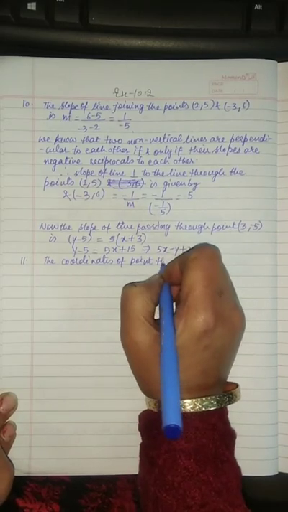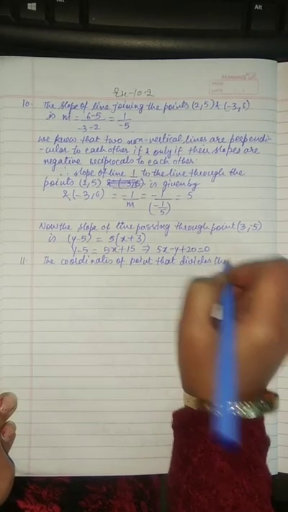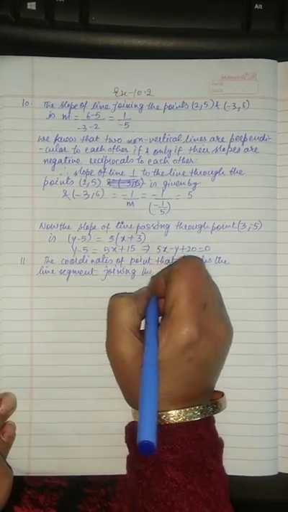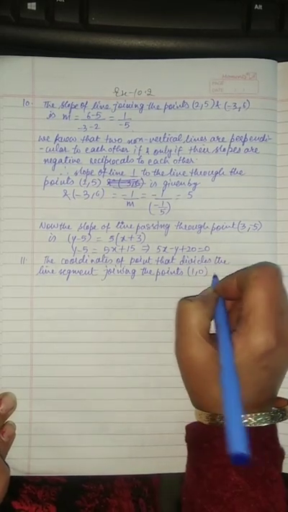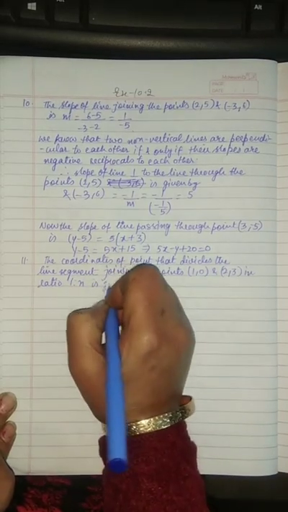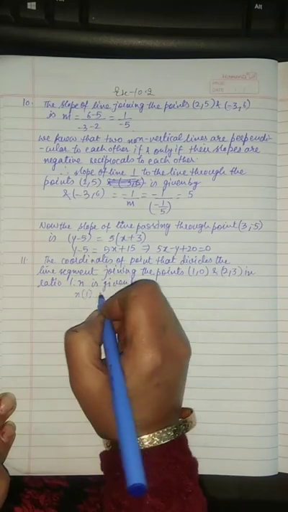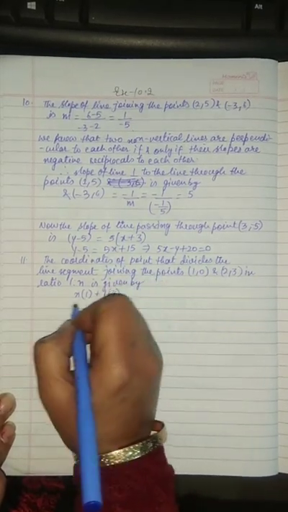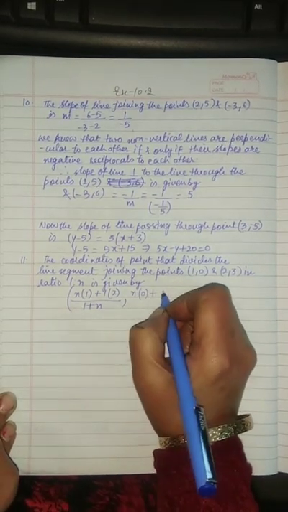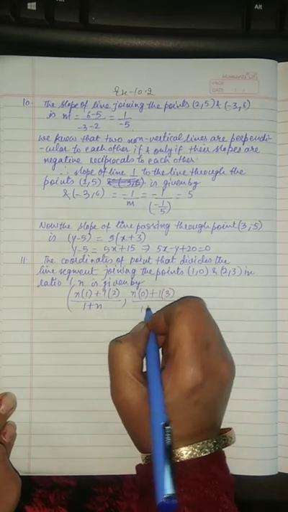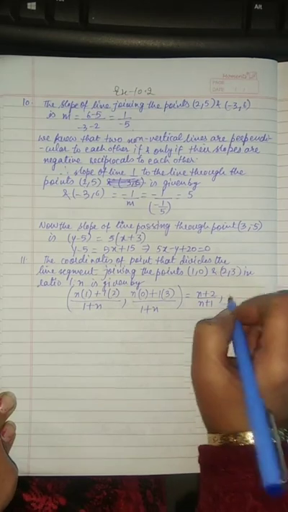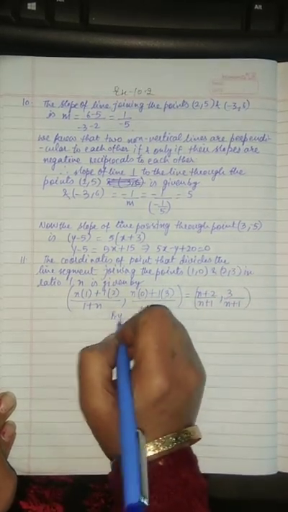the point that divides the line segment joining the points (1, 0) and (2, 3) in the ratio 1:n is given by (n into 1 plus 1 into 2) upon (1 plus n) and (n into 0 plus 1 into 3) upon (1 plus n), which is equal to (n plus 2) by (n plus 1) and 3 upon (n plus 1), by the section formula.